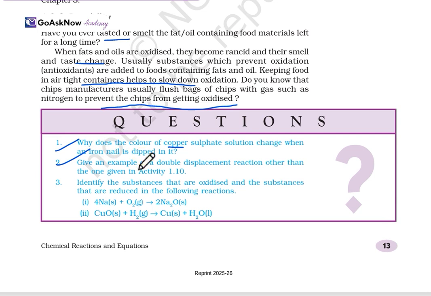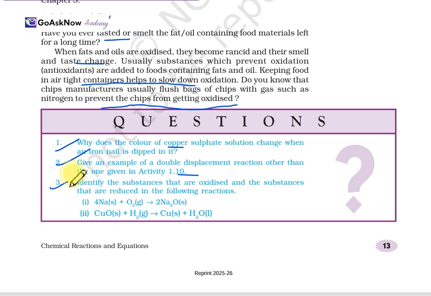Second is, give an example of a double displacement reaction other than the reaction of Activity 1.10. An example for the double displacement would be Na2SO4 and BaCl2, where we get BaSO4 and 2NaCl. Here it is a precipitation reaction where barium sulfate, BaSO4, is formed as a white precipitate. So this is an example of a double displacement reaction. Apart from what we have seen in Activity 1.10, another one is Na2SO4 plus BaCl2, and in the products we are getting BaSO4 and 2NaCl.